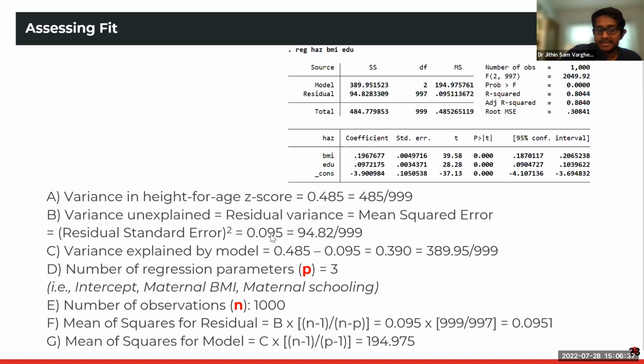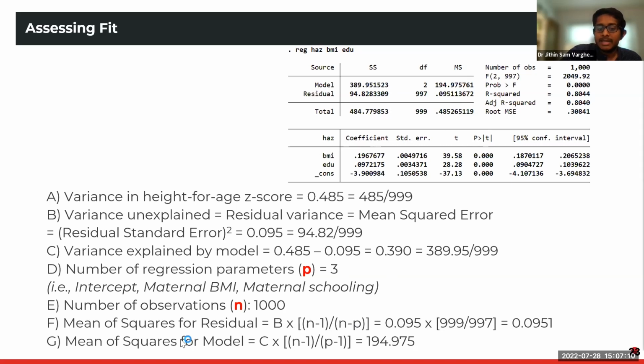So this minus this. Now, the number of regression parameters is 3, so we have 1, 2, 3. And the number of observations is 1000. That is what is given here. The mean of squares for the residual would be the variance unexplained times n minus 1 divided by n minus p. This is 0.095 times this quantity. You can also get it by simply dividing 94.82 by 997, and that's what we get here, 0.095.